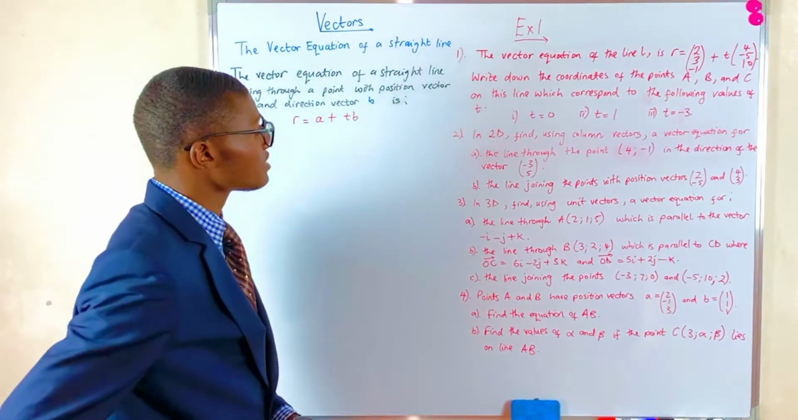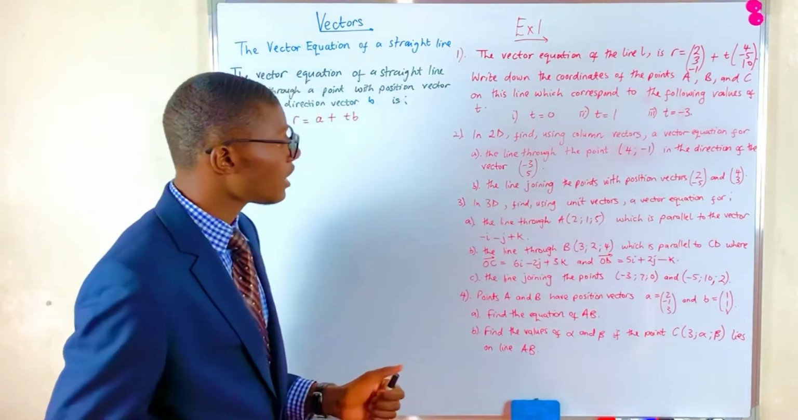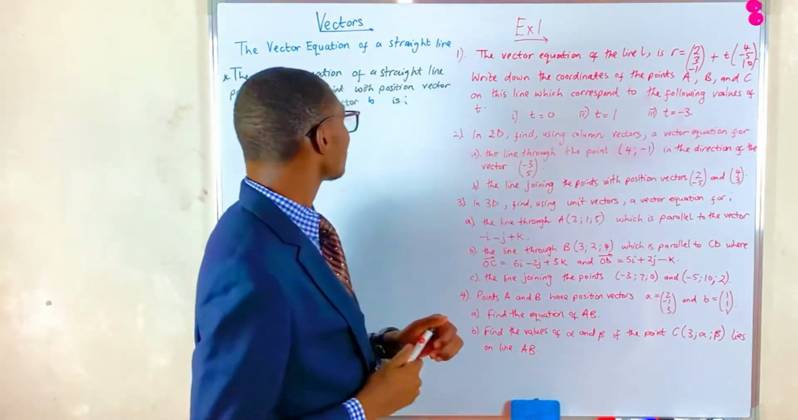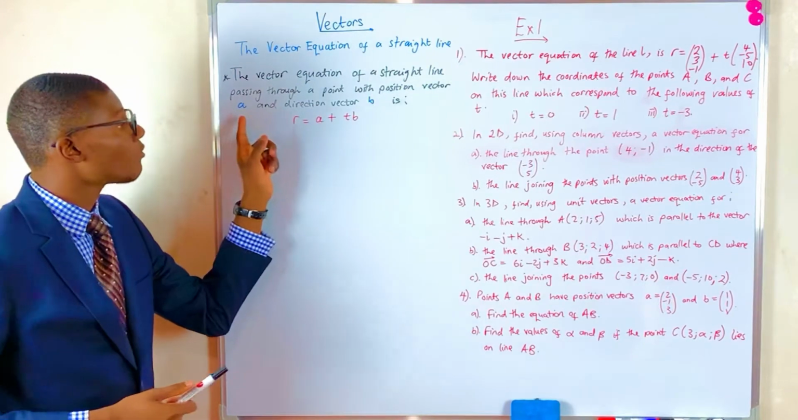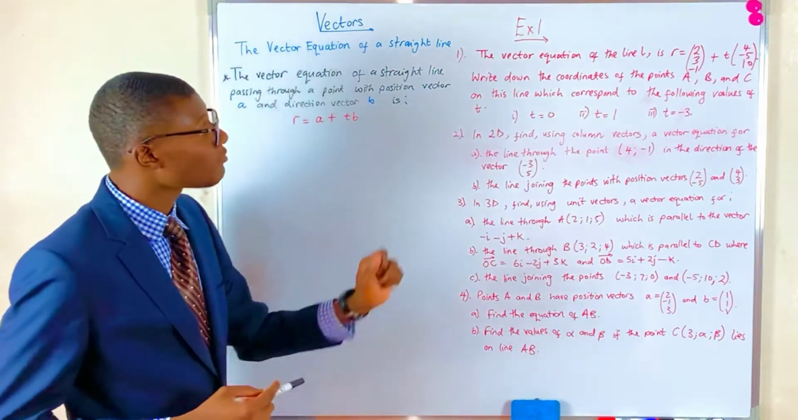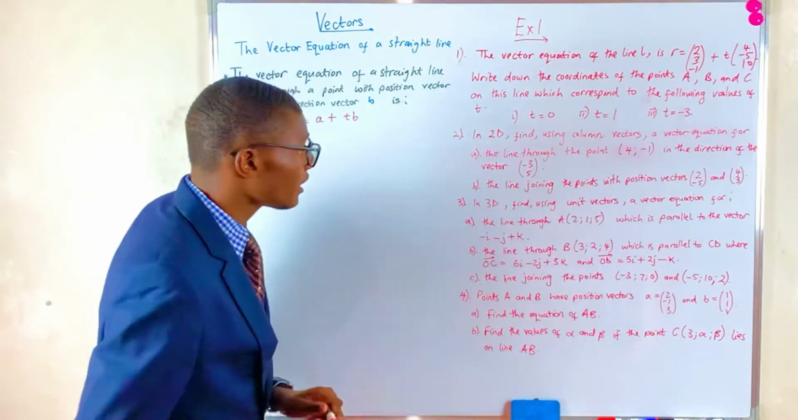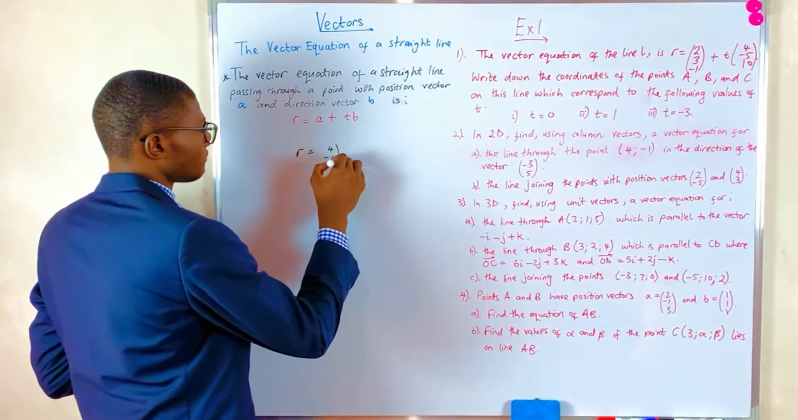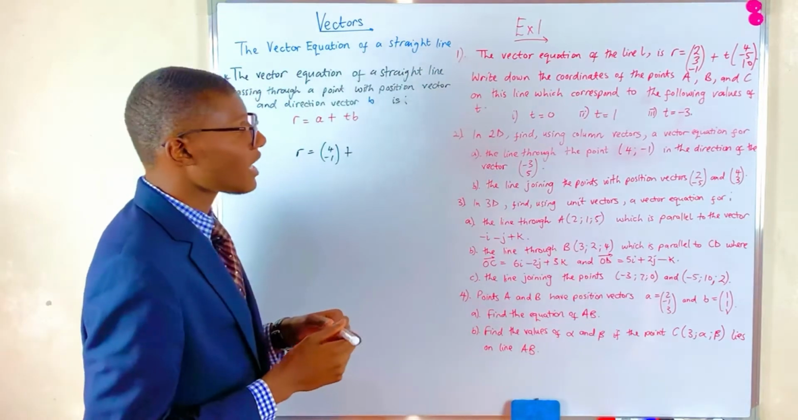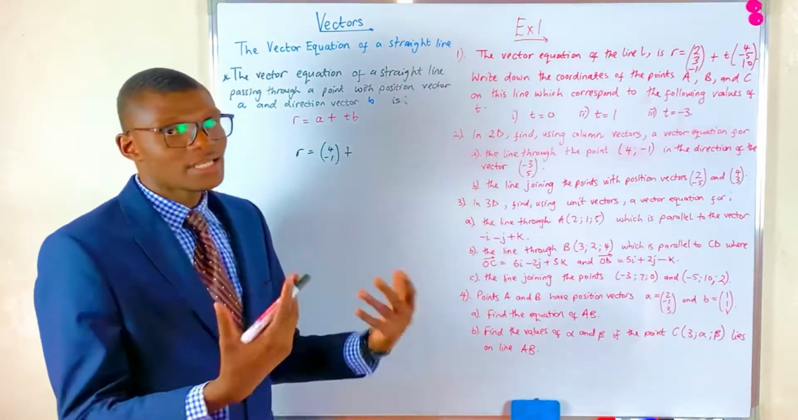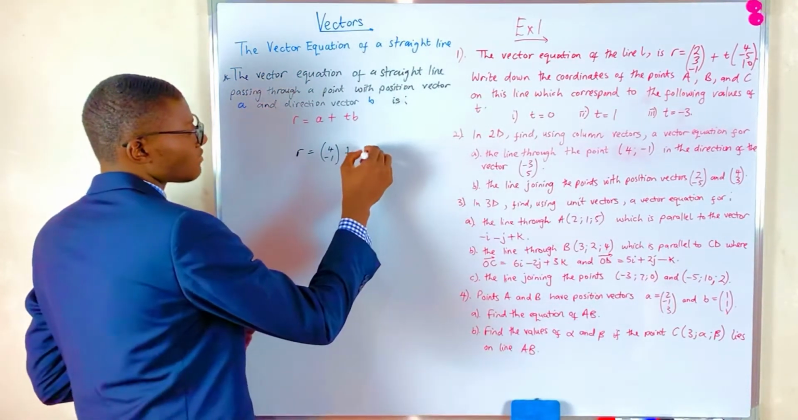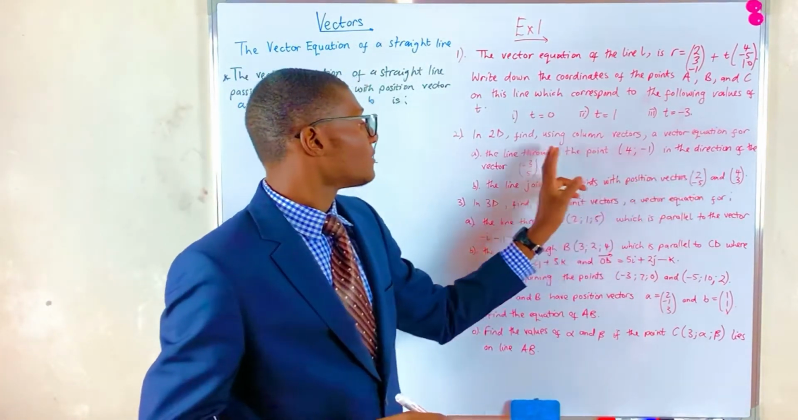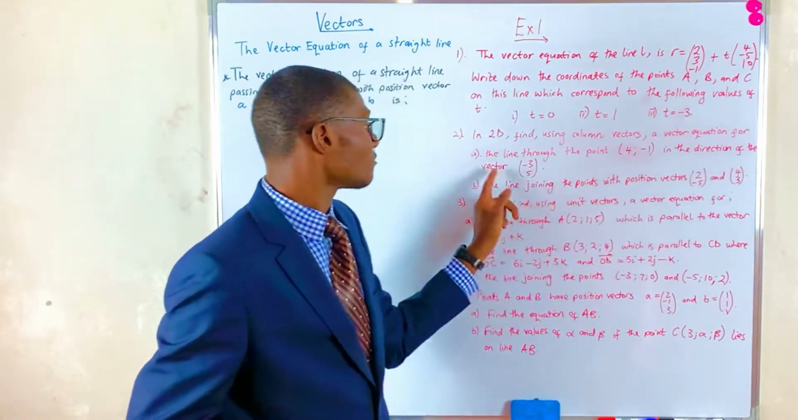For number 2, we can see we're given the point. We're told that this line passes through the point (4, -1), which means that here our a is the position vector of this point, (4, -1). And in column form, we're simply saying r = (4, -1) plus, here our scalar, we can decide to use t, lambda, alpha, or beta. In this case, if we just use t, then b being the direction vector, we're told that it passes through the point (4, -1) in the direction of vector (-3, 5).